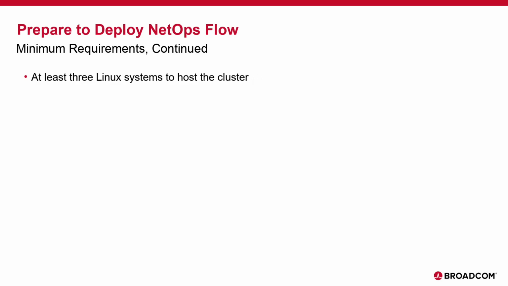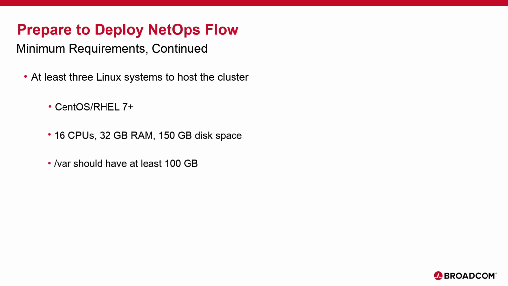Have at least 3 available Linux systems to be used as the Kubernetes cluster. It is strongly recommended to use CentOS or RHEL Linux distributions, version 7 or higher, for these systems, and each individual system must have at least 16 CPUs, 32 GB of RAM, and 150 GB of disk space. Additionally, the VAR directory should be in a file system with at least 100 GB disk space.